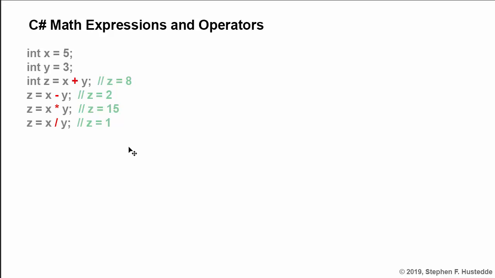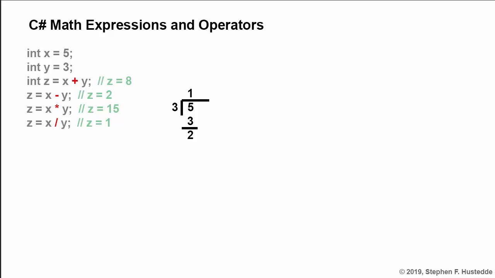Now here's where it gets a little confusing. When both sides of the operation, so in this case x and y, are integers, this is what's called an integer division. And the result is it's going to divide x by y evenly and drop the remainder. So 3 goes into 5 one time, and the remainder would be 2. So the value of z equals x divided by y, or 5 divided by 3, would be 1.